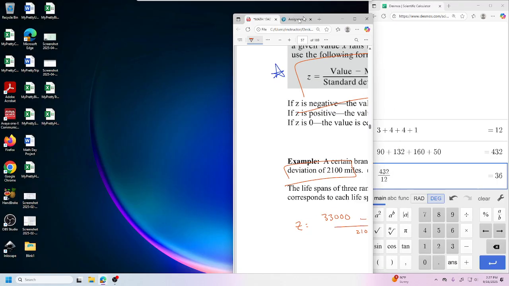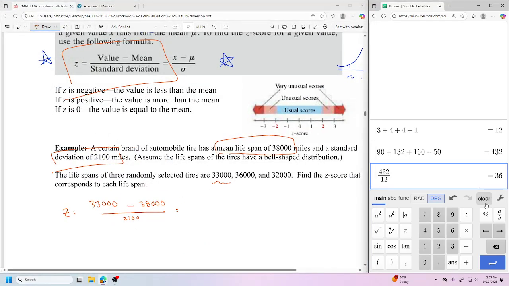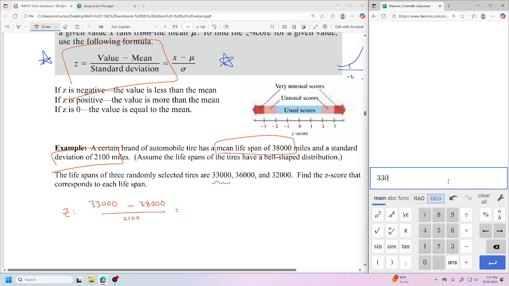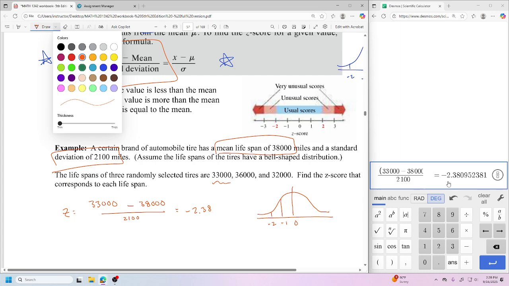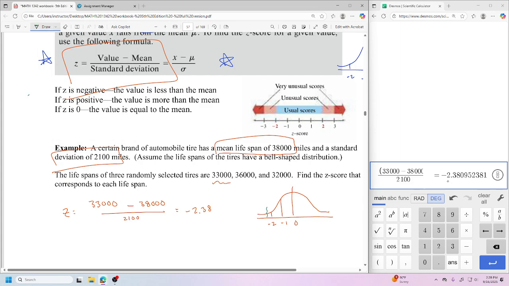You guessed it, calculator. 33000, let me do some parentheses, 38000. Awesome. -2.38. Huh. -2.38. So zero's in the middle, -1, -2. This is way over here at -2.38. Like, that's the answer, you're done.